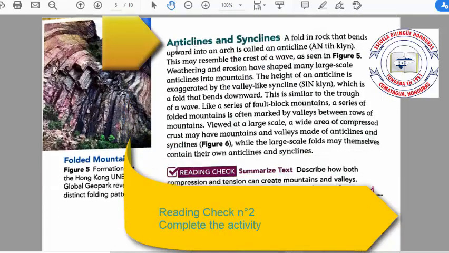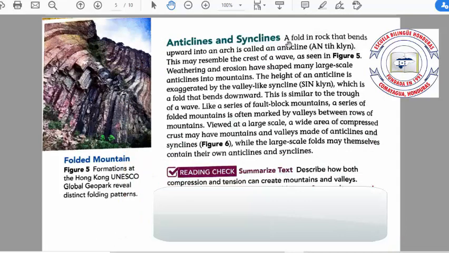Okay, we're gonna talk about anticline and syncline. A folded rock that bends upward into an arch is called an anticline. Underline this part, please. Then we're gonna move on to here.